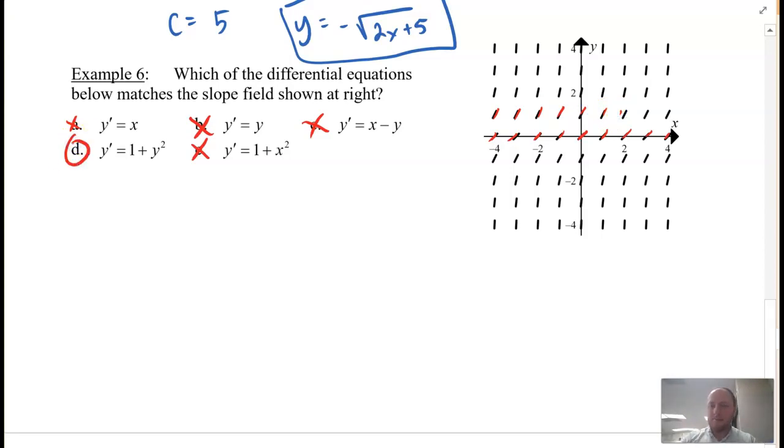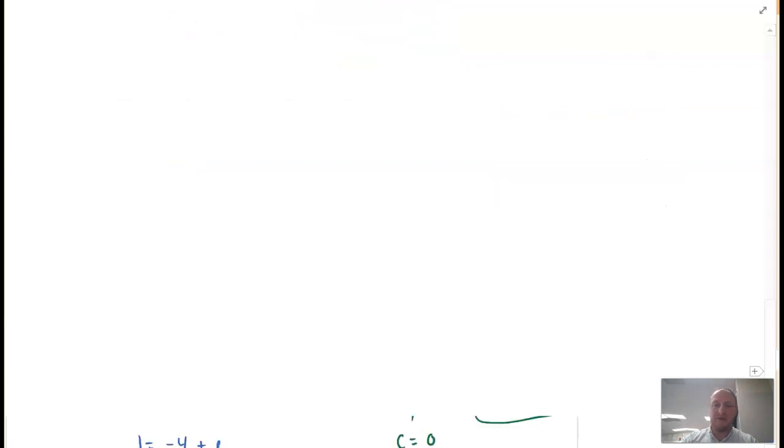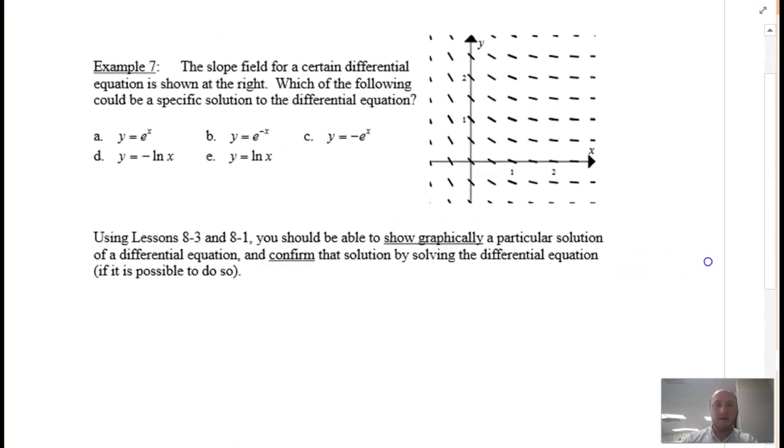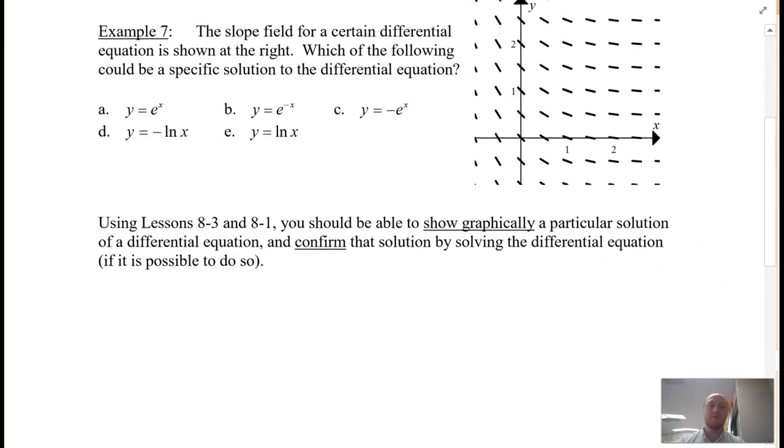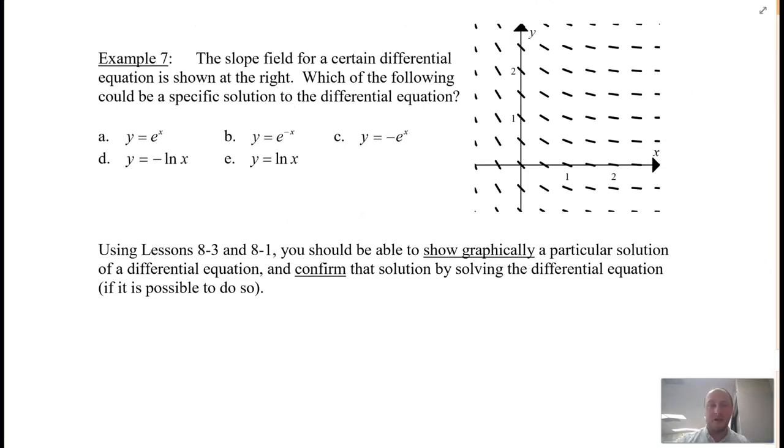All right. And then example 7, same kind of game. Here they want to know the slope field for a certain differential equation shown at the right, which of the following could be a specific solution to the differential equation. And kind of here, just your knowledge of the functions comes into play. So we'll look at A, y equals e to the x. Well, that is an exponential function that looks something like this. Does that match that slope field? No, it does not, right? So I can throw that one out.